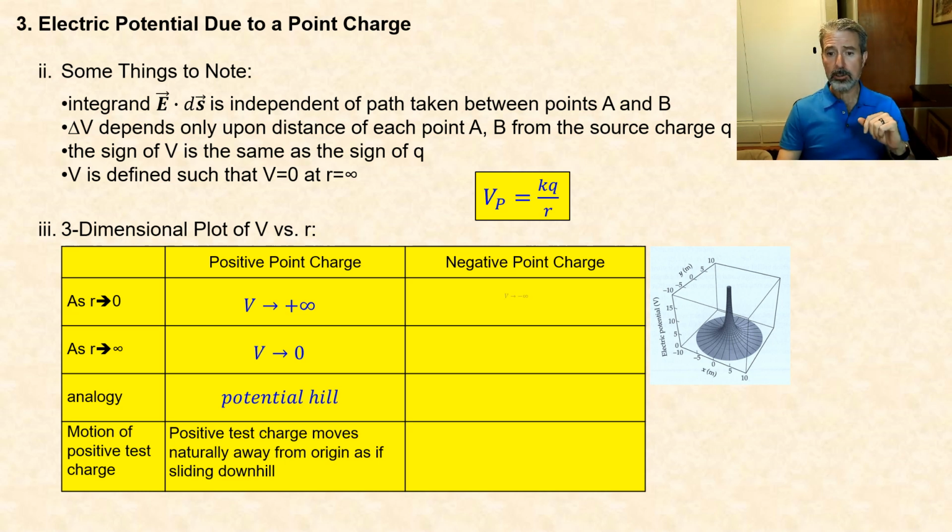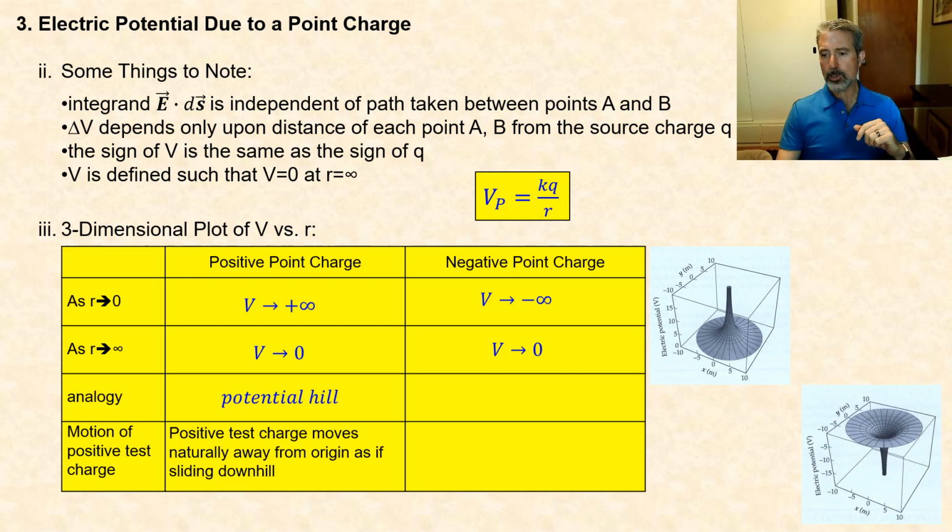What about the case of a negative point charge? Well, in this case, as r goes to 0, as we get very, very close to the negative point charge, then V gets very, very big in magnitude, and it goes to a value of negative infinity. Similarly, as for the positive point charge, as you get very, very far away from that negative point charge, as r goes to infinity, the potential once again goes to 0. So if we were to graph this in a similar fashion, it's going to look like this.